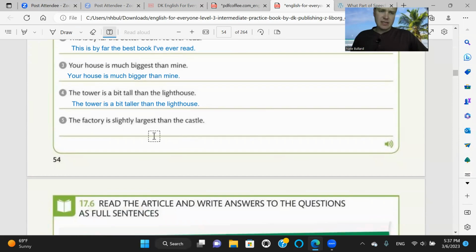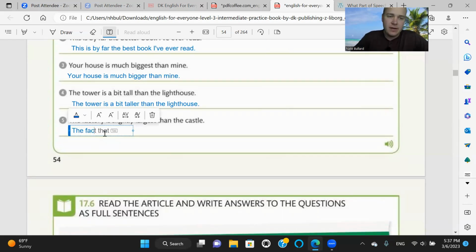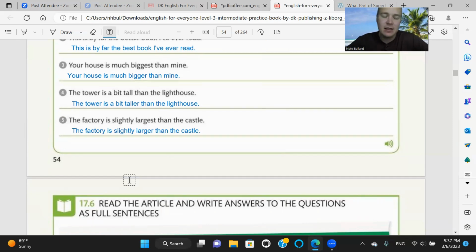The factory is slightly largest than the castle. This is a superlative, and we're comparing two things. So we're not going to use a superlative. We are going to use a comparative. The factory is slightly larger than the castle.